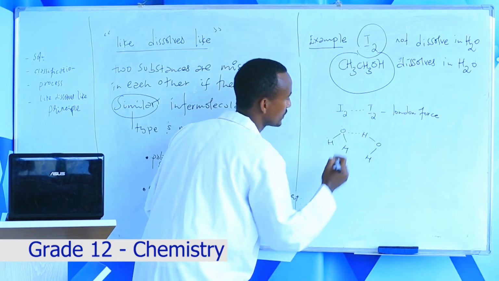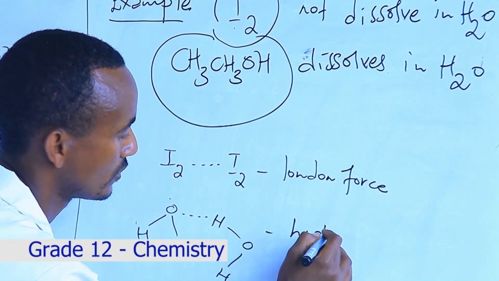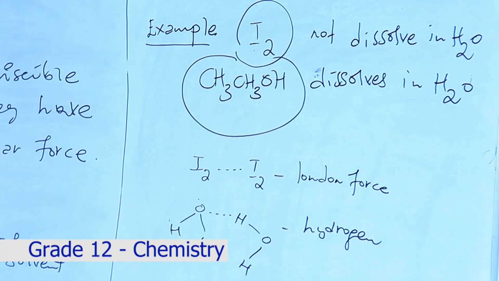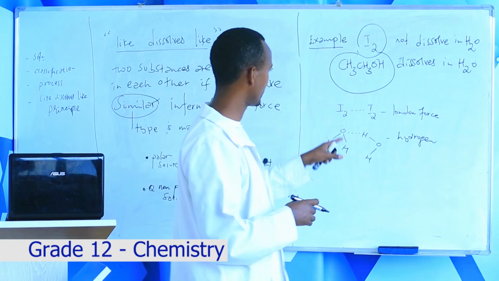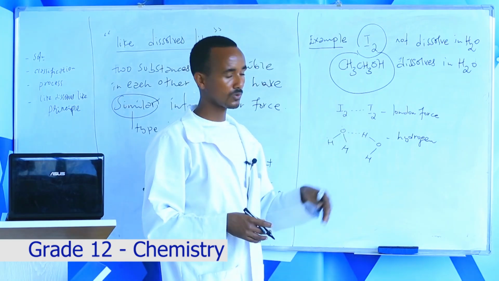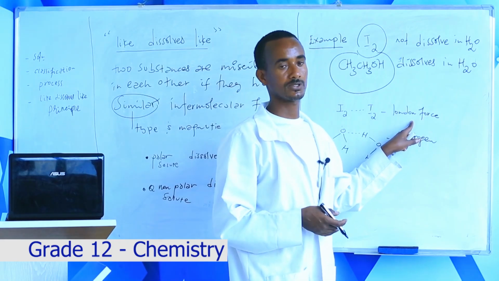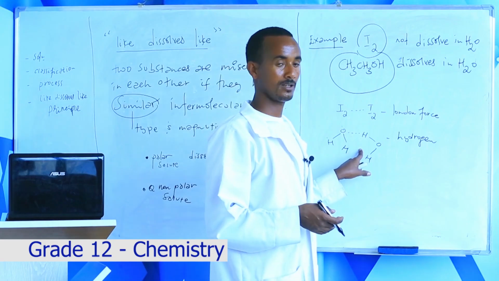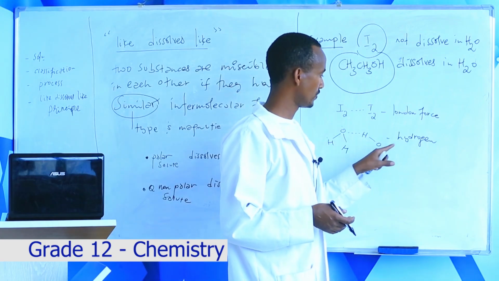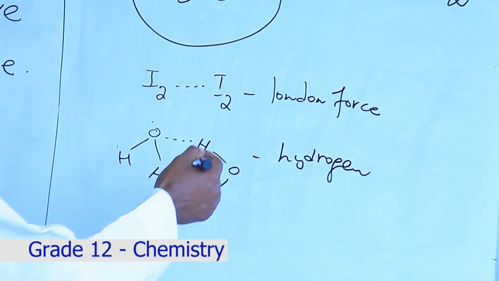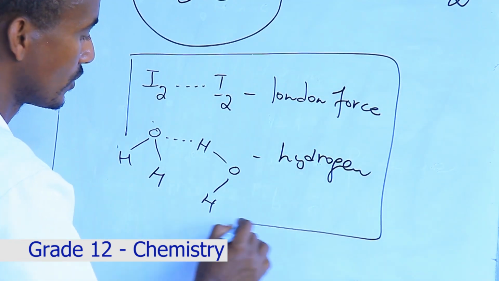Okay? So, this is hydrogen bond. According to the like dissolves like principle, two substances are miscible in each other if and only if they have similar intermolecular forces in both type and magnitude. When it came to here, the intermolecular force that exists between the iodine molecule is London dispersion force. So it's a very weak force, whereas the intermolecular force between water molecules is hydrogen bond. So hydrogen bond is a strong dipole-dipole interaction. Therefore, the two substances are not miscible.